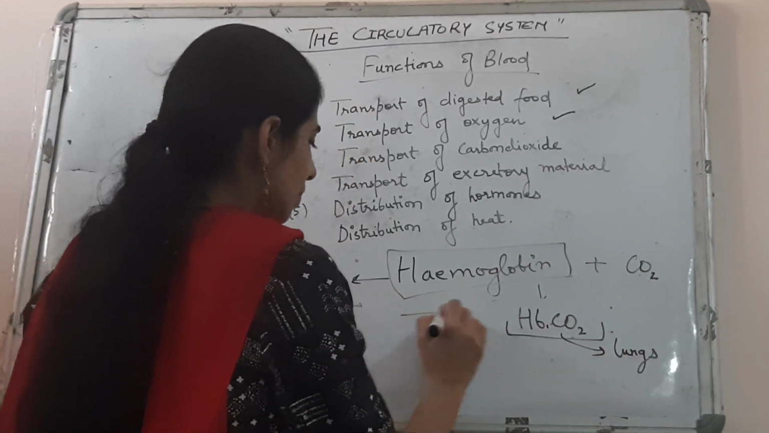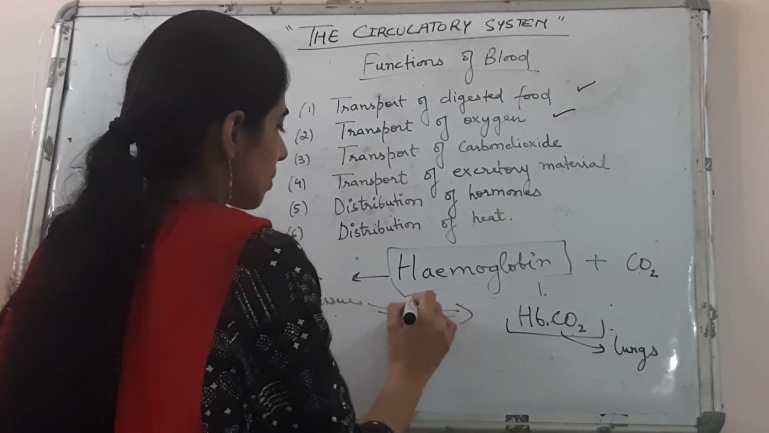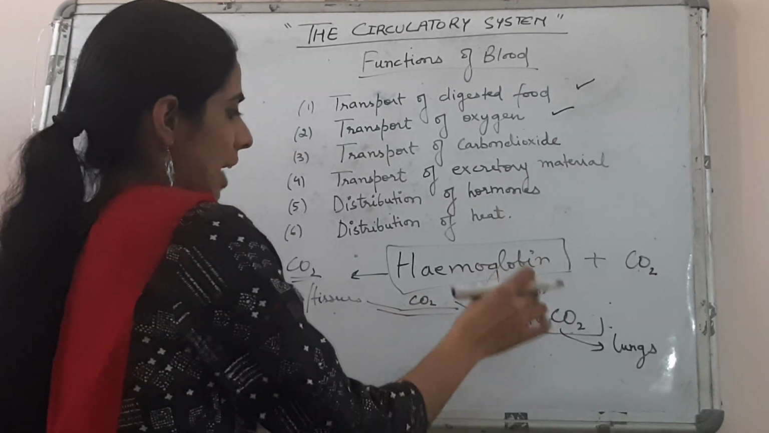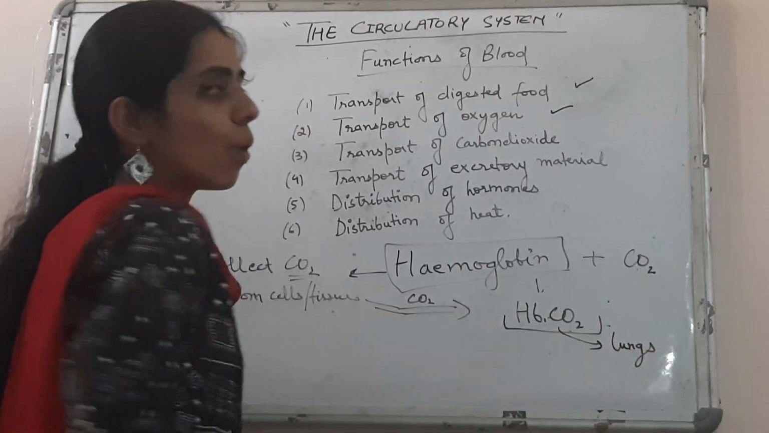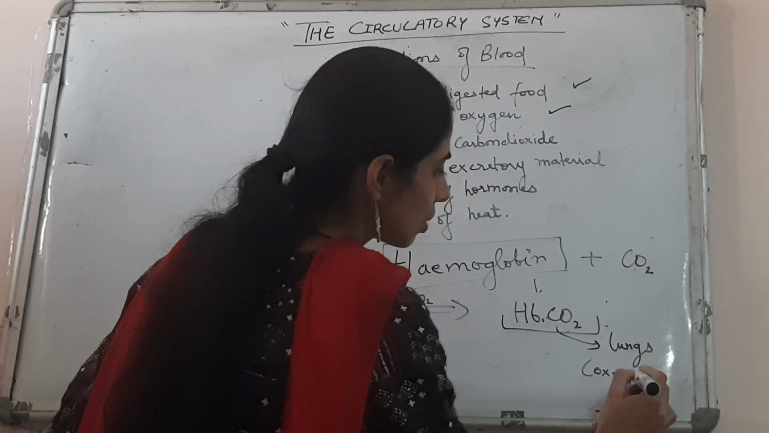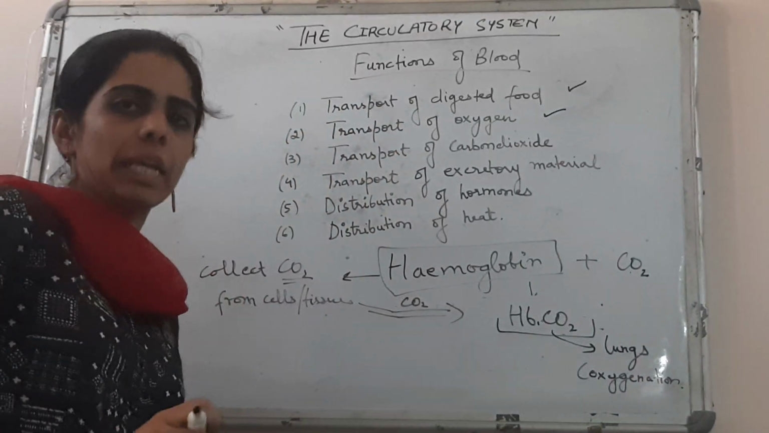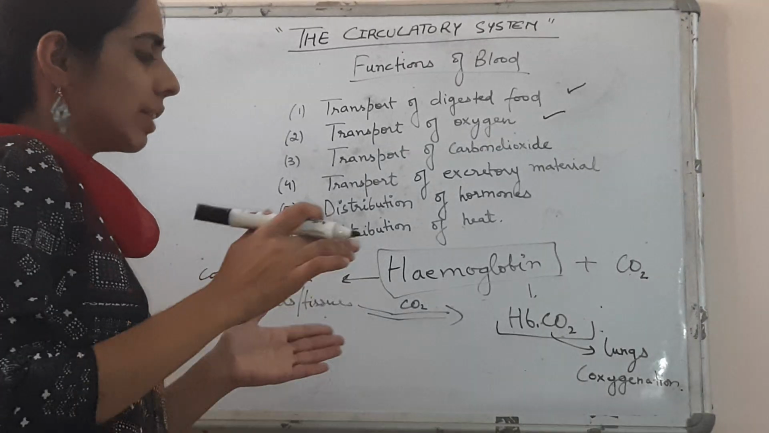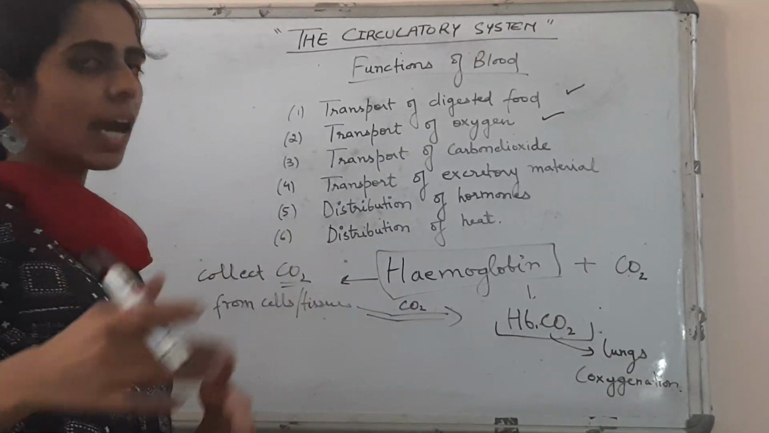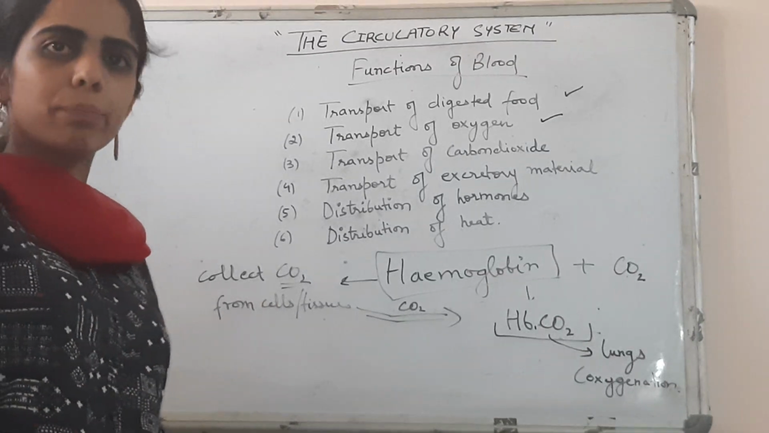Now, where has it been taken from? It has been taken from the cells and tissues. CO2 has been taken from cells and tissues, and it is being transported to the lungs for oxygenation. So here oxygenation of the blood will take place. Then this oxygenated blood again will be transported to all the cells of the body.